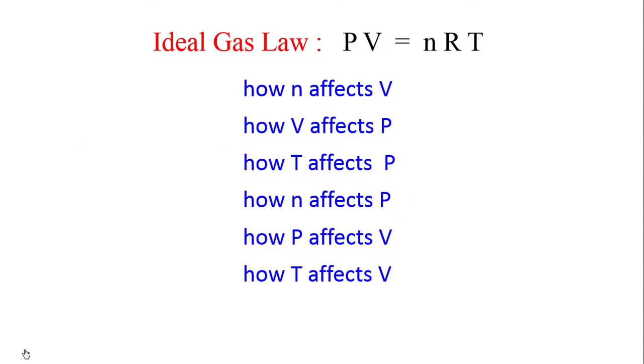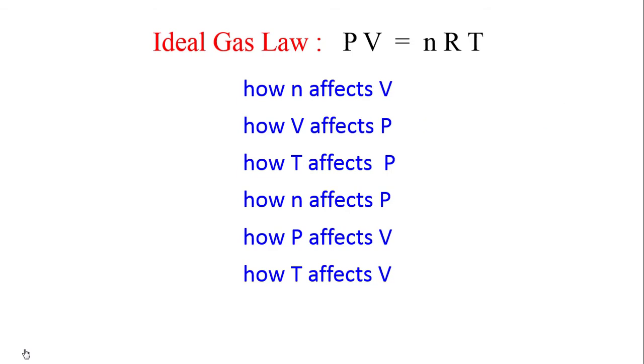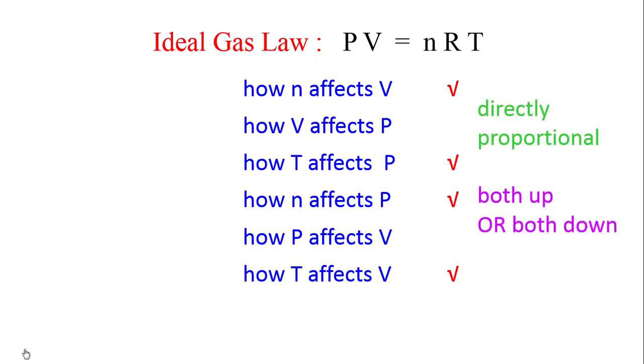In summary, we find that when two items are on the same side of the equation, they are inversely proportional. When one goes up, the other goes down. When two items are on opposite sides of the equation, they are directly proportional. When one goes up, the other goes up, or when one goes down, the other goes down. We should be able to make qualitative predictions using the ideal gas law if we can decide what stays constant and what changes.